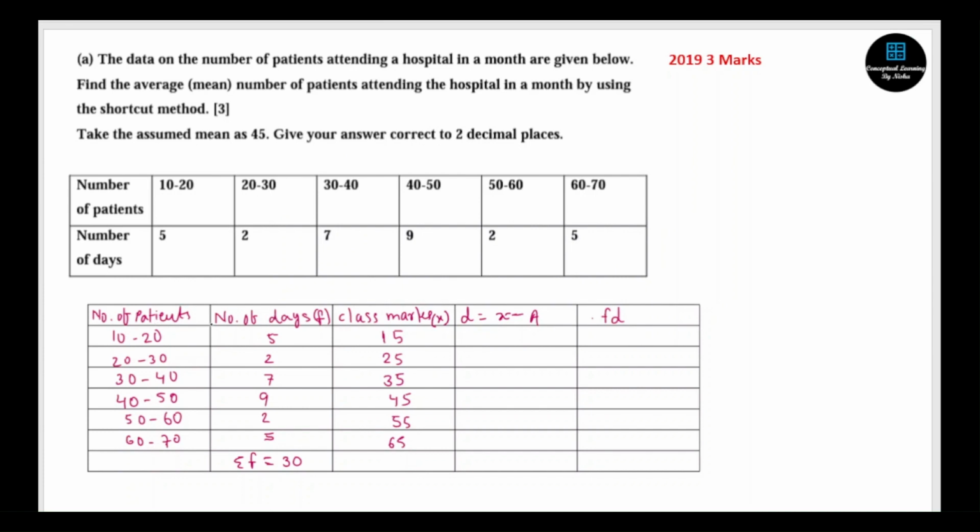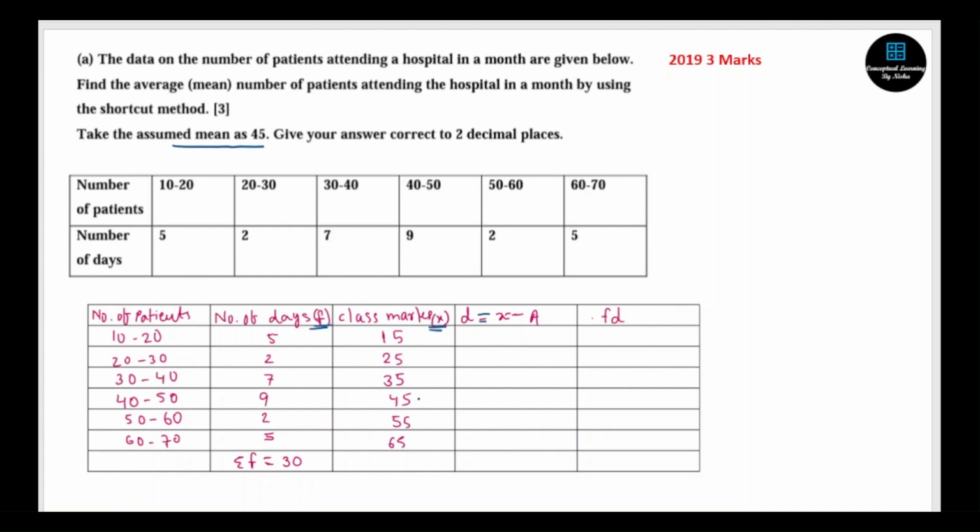Number of patients, number of days is nothing but the frequency. Find the class marks, x value, and then for the shortcut method we need the d value. So d is nothing but x minus a. We have to assume a mean. They clearly stated the assumed mean is 45.